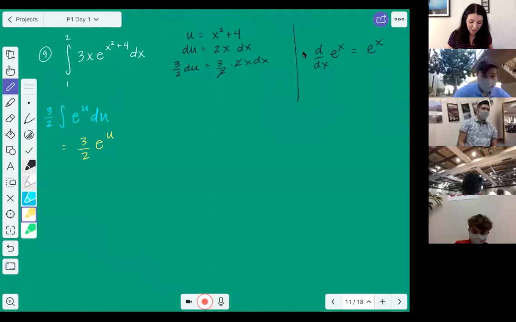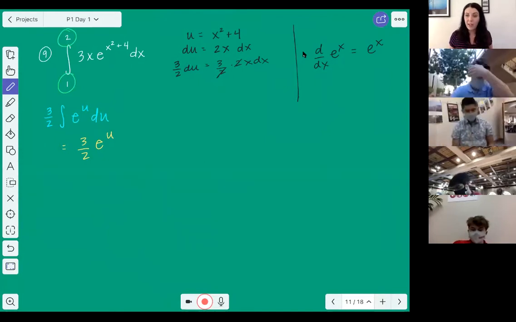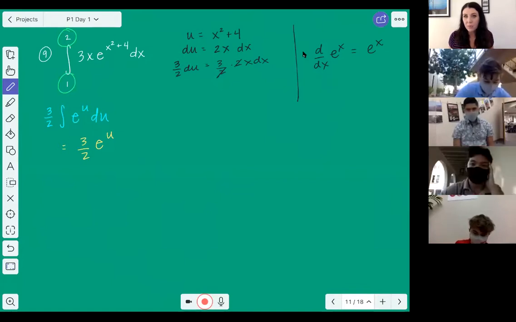Ethan Balliser, how do we go about changing these bounds? So you'll notice on the bounds, I have a 1 and a 2 here. And those bounds, just like everything else in our original integral, are in terms of x. Everything is written in terms of x. So how do I get those bounds to be in terms of u, Ethan? We just plug them back into the u is equal to x squared plus 4.